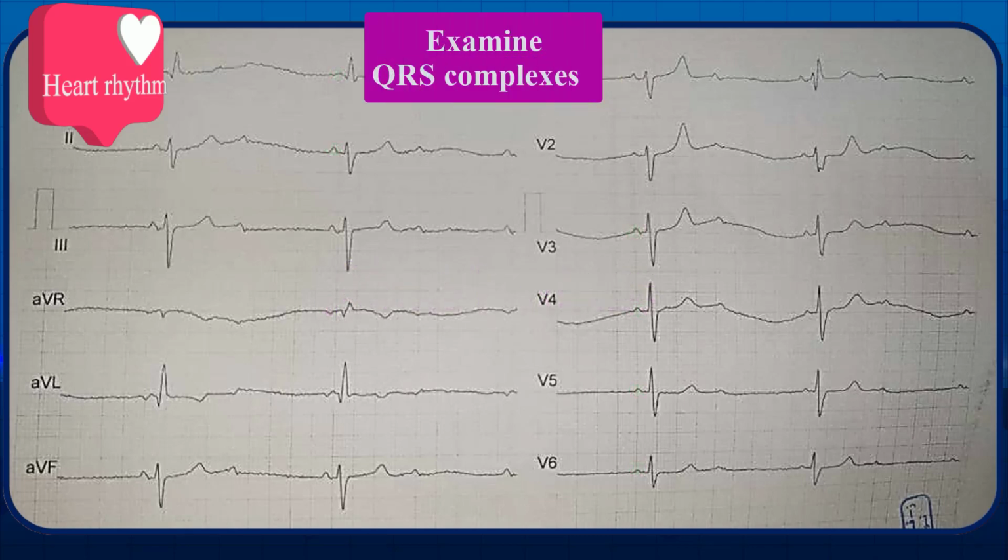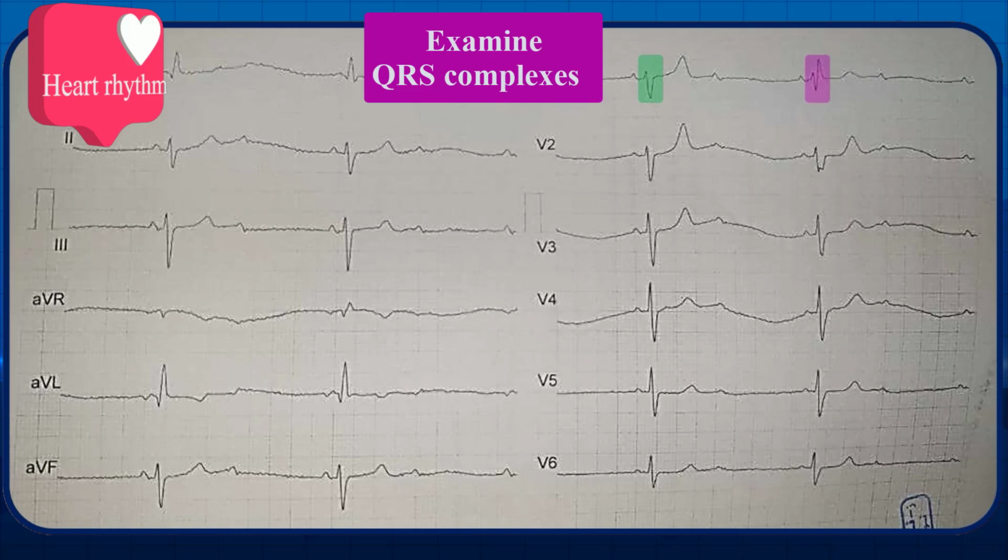2. Locate and examine QRS complex morphology. In this strip, only 2 beats are recorded. As you see, the first QRS complex is narrow, but the second one is broad. So, we have 2 types of QRS complexes due to intermittent QRS widening.